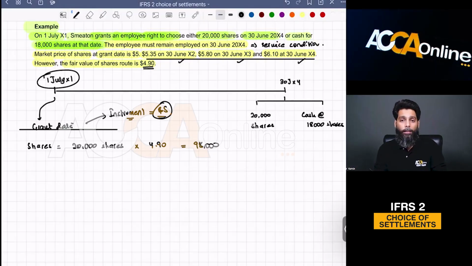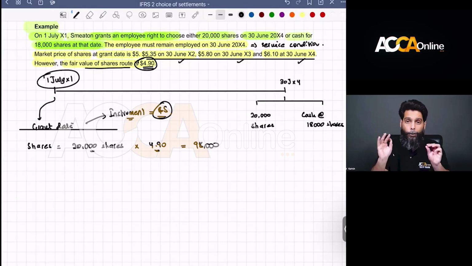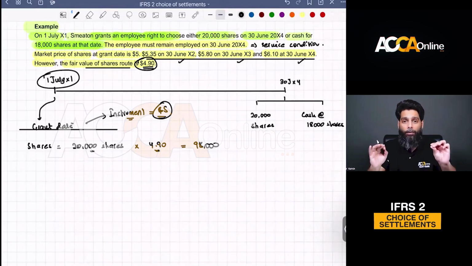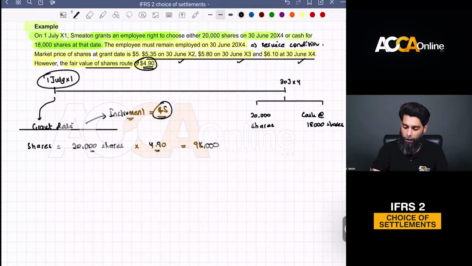So the first option could be that any holder, whether an employee or a supplier as well, if they went for the shares option, they would get 20,000 shares, and these shares are worth 4.90. The fair value of the shares route means the option value is 4.9, and that means the entire equity option is worth 98,000.